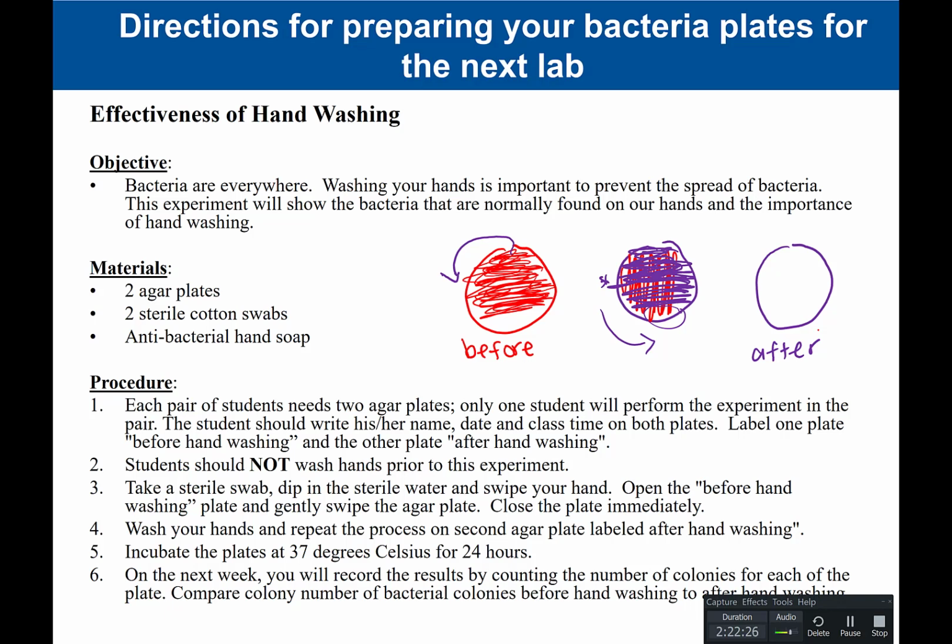Think about why we test this at 37 degrees Celsius. What does that temperature correspond to? And if you said human body temperature, you are correct. That corresponds to human body temperature, which is what we want to see the growth of, because we're testing it on our hands and the bacteria on our hands are at human body temperature. So next week, we'll talk about the results of this experiment, what the plates would look like before and after hand washing. And so this is what we would do.